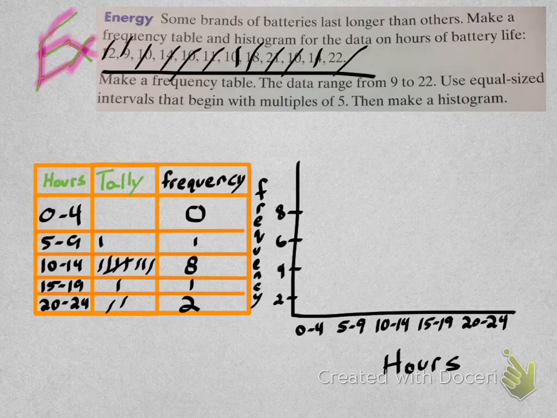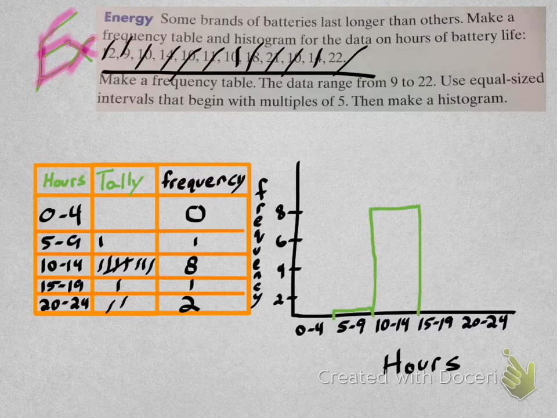Now I'm going to actually make my bars for my bar graph, my histogram. So 0 to 4 has 0 frequency, so we don't even make a mark. 5 to 9 has 1, so I'm going to go up to 1. There it is. 10 to 14, without any spaces, I'm going to go up to 8. So right here, I'm going to go all the way up to 8, come right back down.